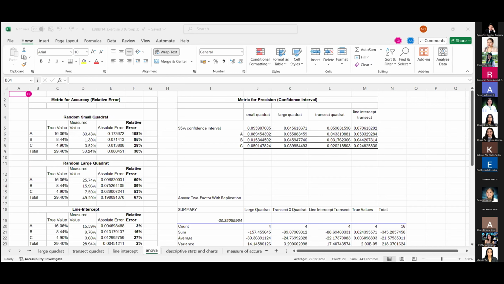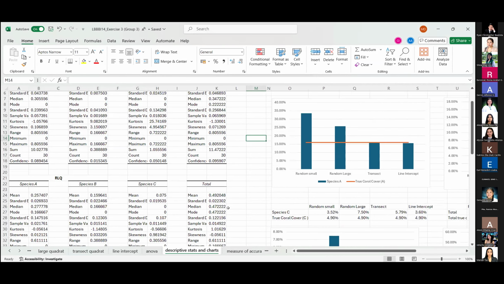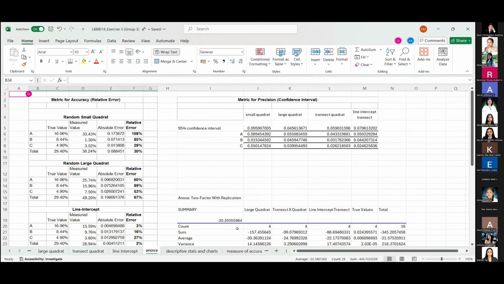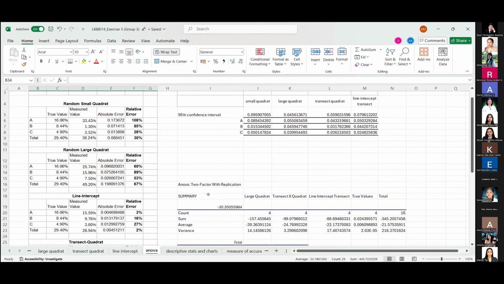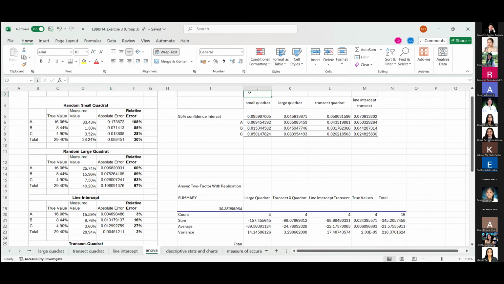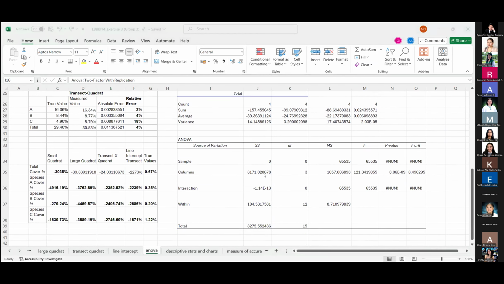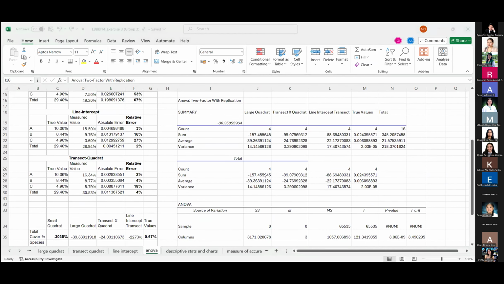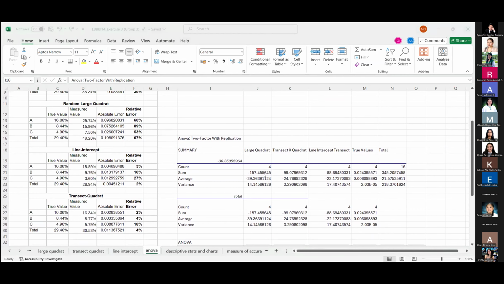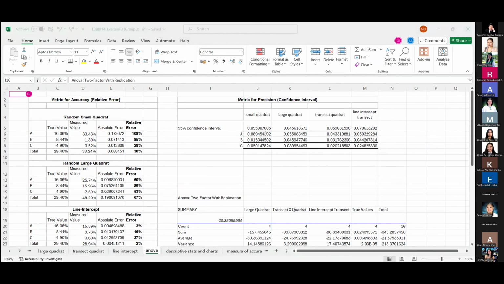Okay. So, you guys did ANOVA 2-factor with replication? Please confirm. Yes or no? Yes po, miss. Okay. Can you scroll down a little bit? Okay. Thank you for that, group 3.